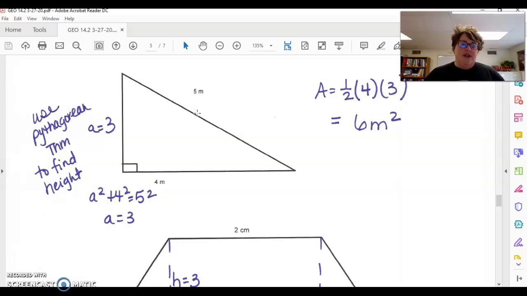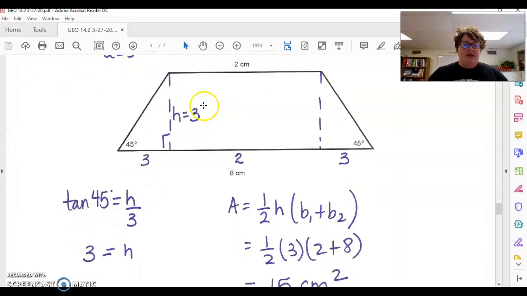Okay, for this right triangle, you don't know the height of it, so you need to find the other side. Because it's a right triangle, you can use the Pythagorean theorem to find the height, and your A should be 3. So your height is 3, your base is 4. Remember, the side opposite your right angle is always your hypotenuse.